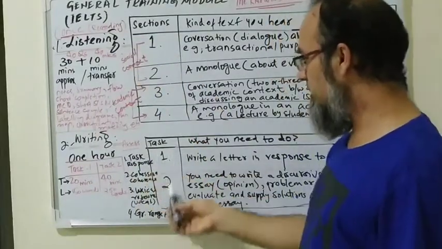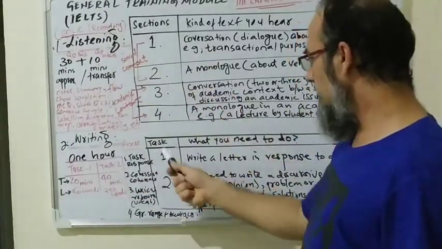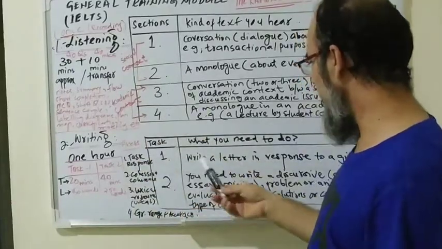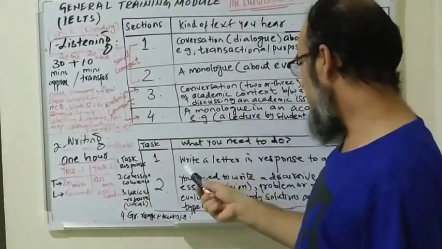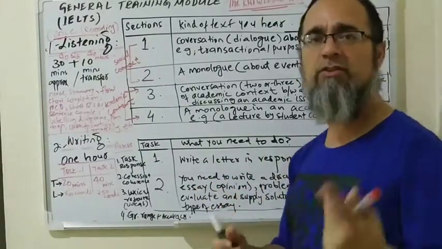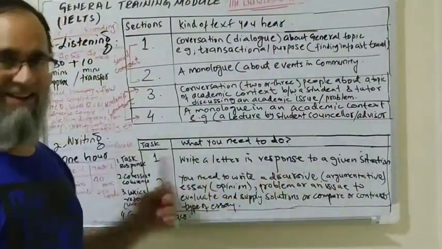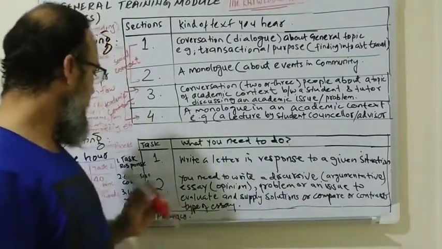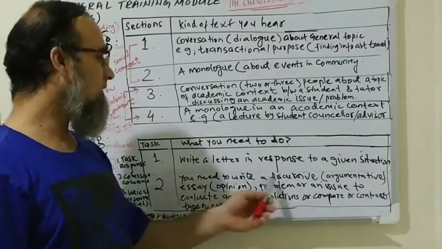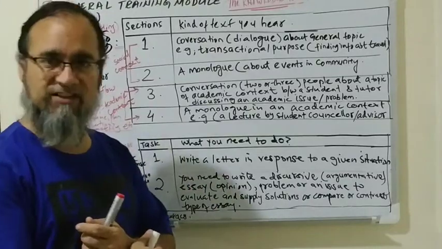There are two tasks in the writing of general training modules in IELTS. So task number 1 and task number 2. In task 1 of writing module of general training IELTS is writing a letter in response to a given situation. Any situation is given and you have to write in response to that given situation a letter. And in section 2, task 2 of writing, you need to write a discursive essay on a given topic, issue, or a problem solution essay or something like that.